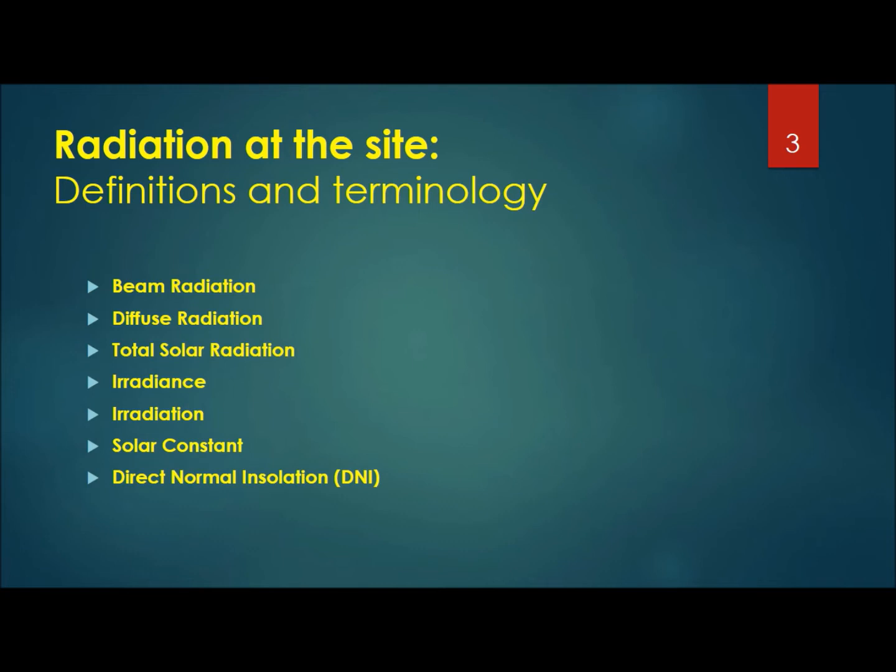Next one is solar constant. The solar constant is the amount of incoming solar radiation per unit area measured at the outer surface of Earth's atmosphere in a plane perpendicular to the rays. Next one is direct normal insolation. It is the direct component of the solar radiation incident normal to the collector, that is, the angle of incidence of solar radiation, which the normal of the collector is 0 throughout the day.